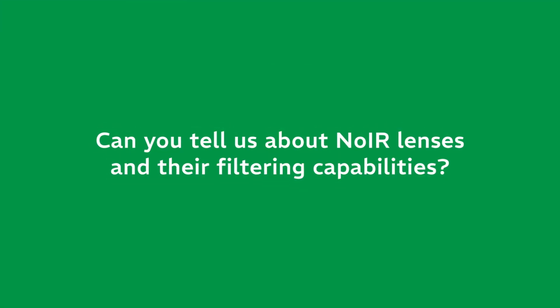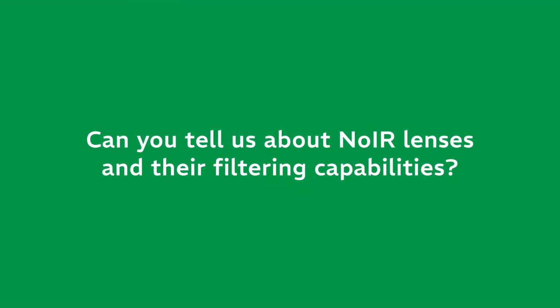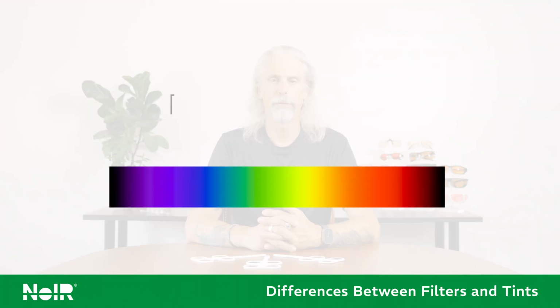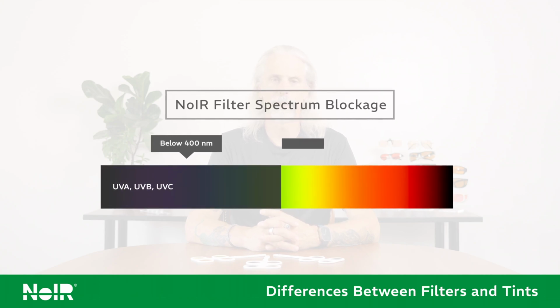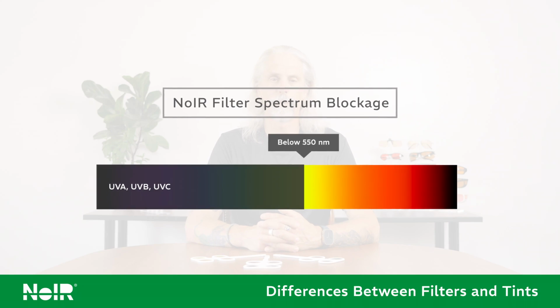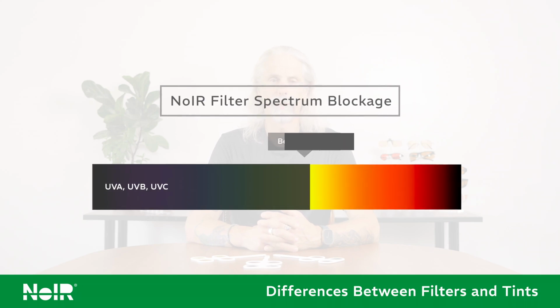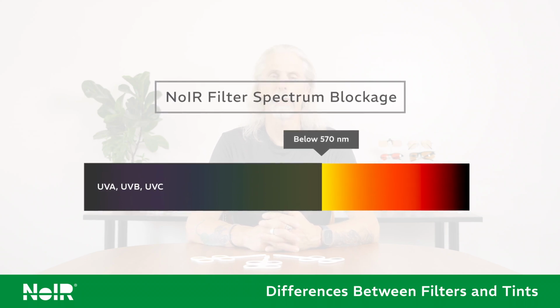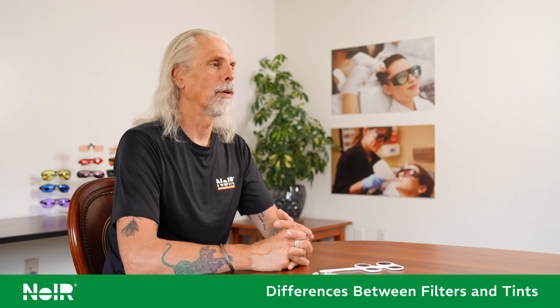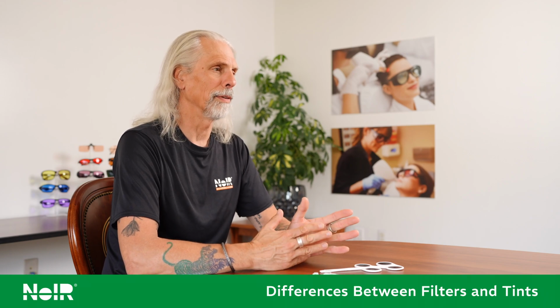Can you tell us about noir lenses and their filtering capabilities? All noir lenses block light below 400 nanometers, filtering out UVA, UVB, and UVC rays. Some noir filters extend this to 550 nanometers, filtering out all the blue and green light. Others filter out light below 570 nanometers, which begins to filter out some of the yellow light as well. There are also filters which pass the shorter wavelengths, often beneficial for achromats, or just block the yellows. Those with brain trauma and optic nerve issues benefit.